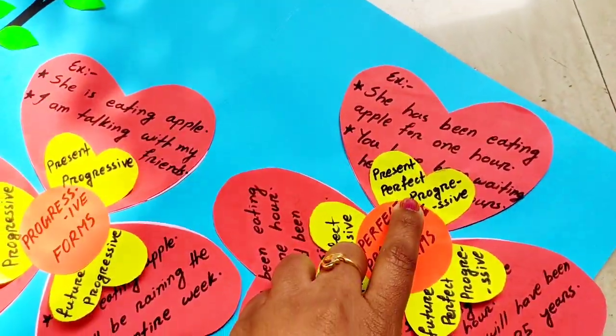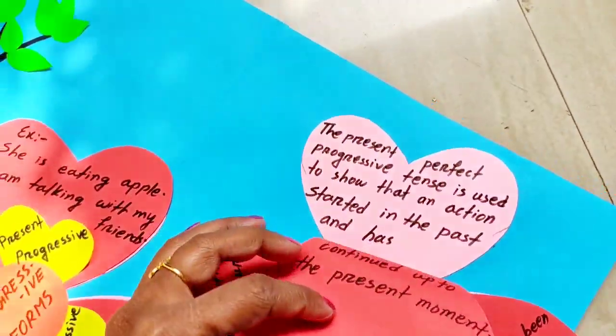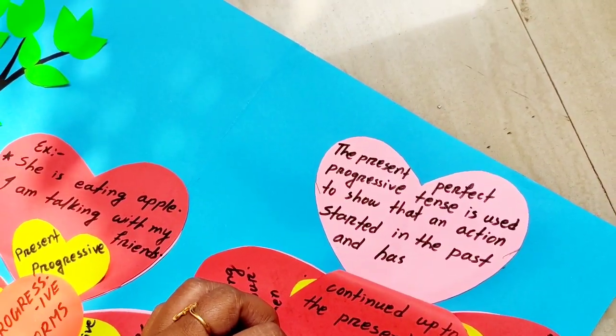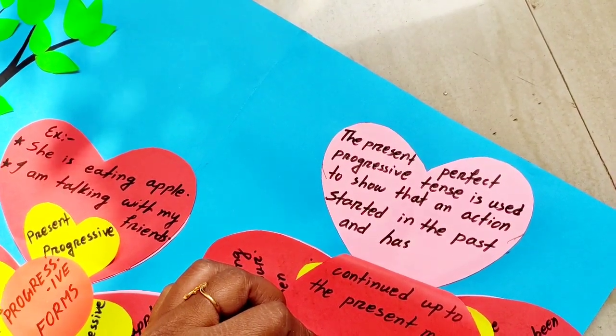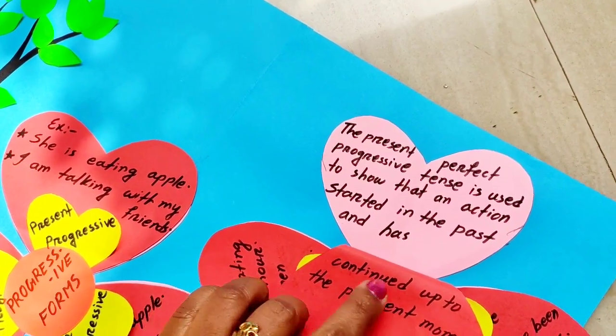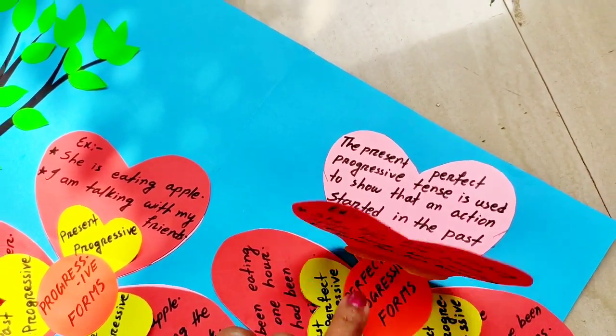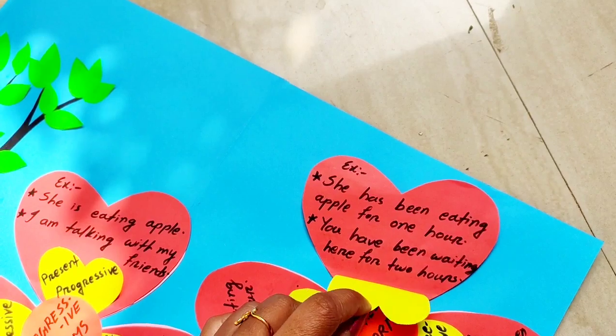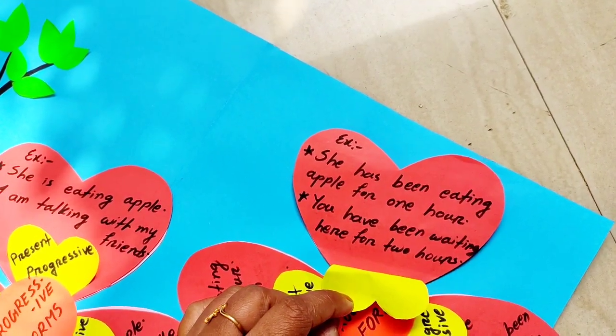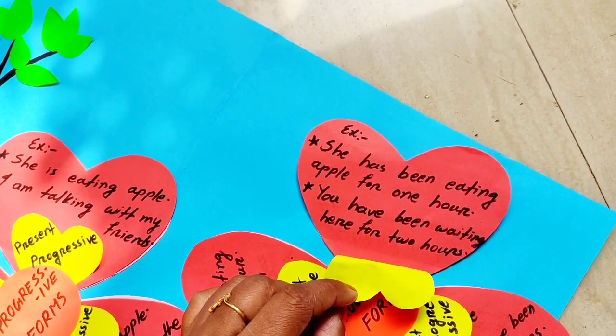Then present perfect progressive tense. The present perfect progressive tense is used to show that an action started in the past and has continued up to the present moment. For example, she has been eating apple for 1 hour. You have been waiting here for 2 hours.